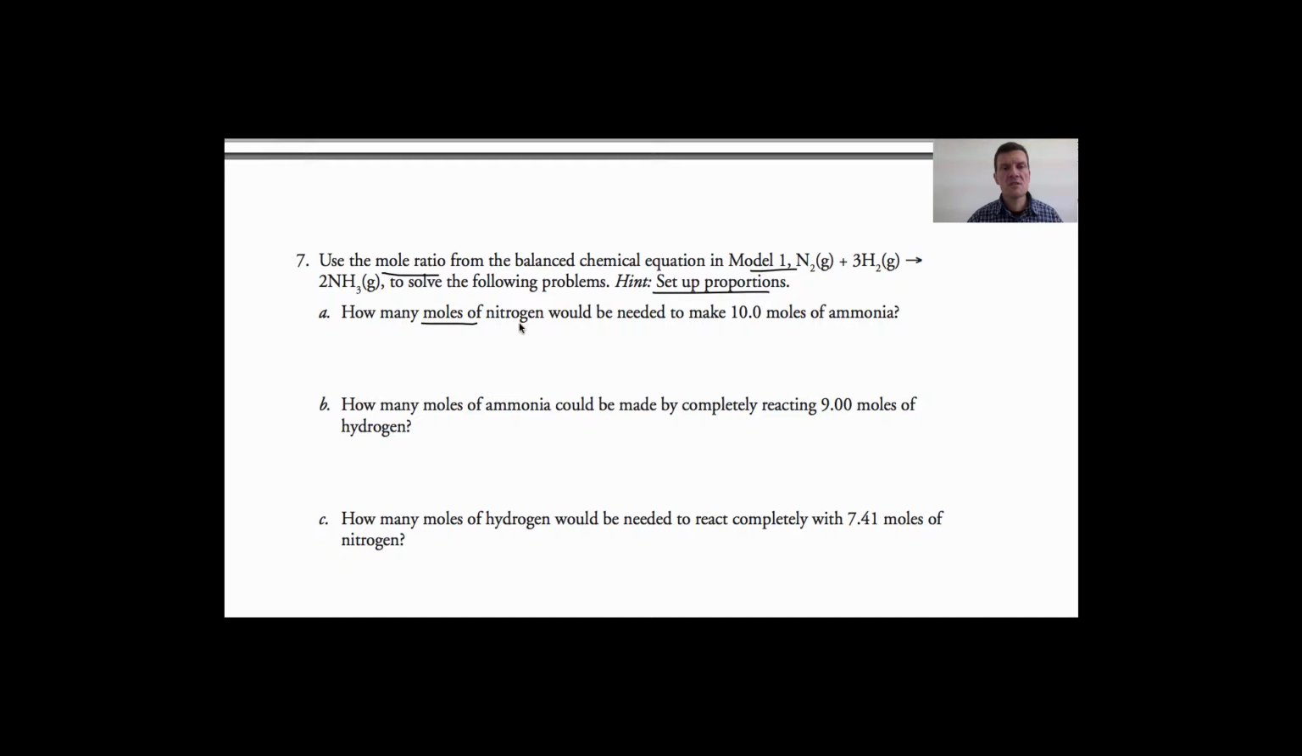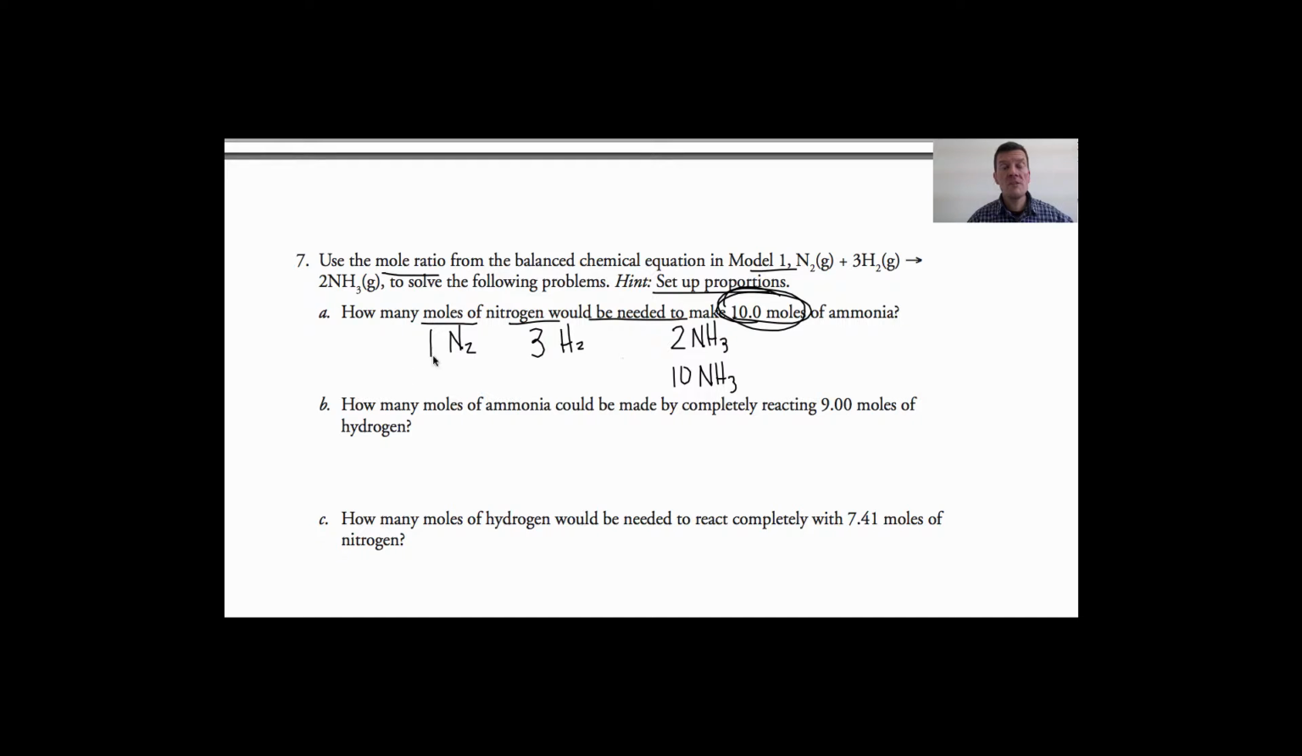So, how many moles of nitrogen would be needed to make 10 moles of ammonia? Well, here's what we're going to do. We need 1 mole of nitrogen to react with 3 moles of hydrogen to make 2 moles of ammonia. These are always reacting in a 1 to 3 to 2 ratio. So, this is saying, what if you had 10 moles of ammonia? What if, instead of just 2, you created 10?